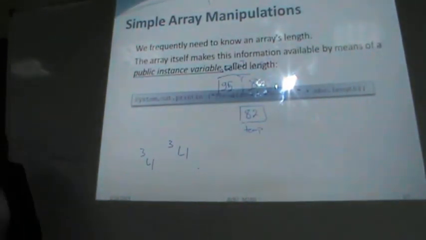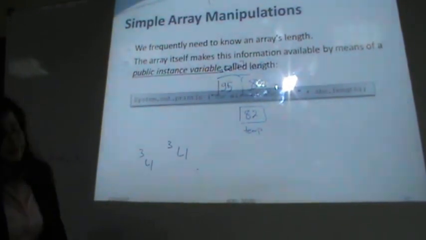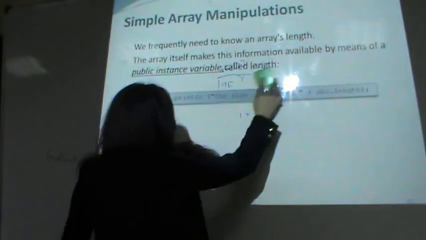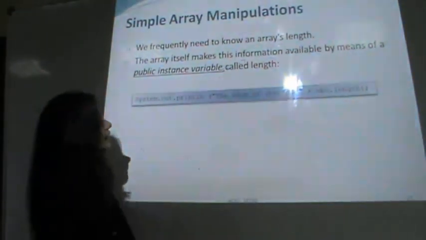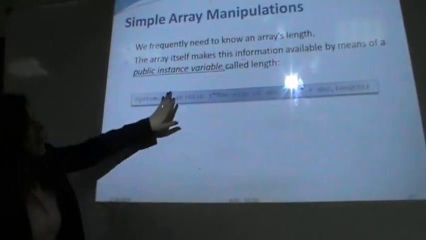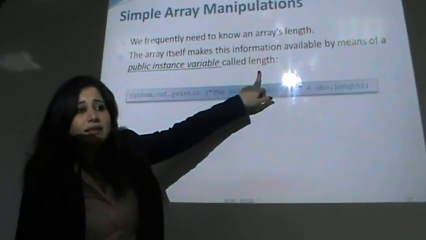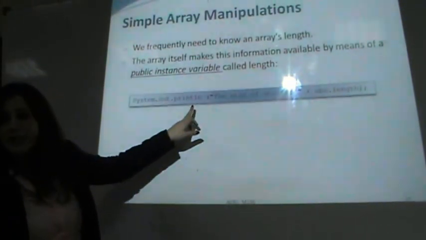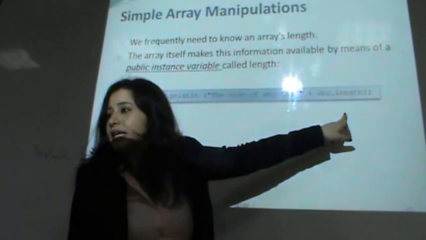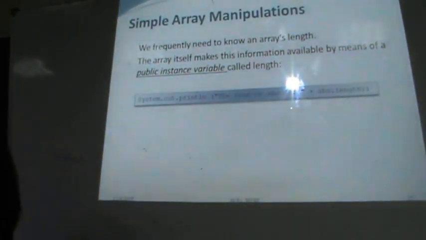Okay, how can we get the length of an array? We frequently need to know an array's length, meaning how many elements are inside the array. We do this by using the length attribute. For example, the size of ABC is ABC dot length.